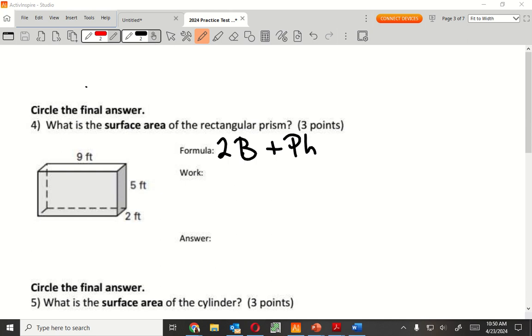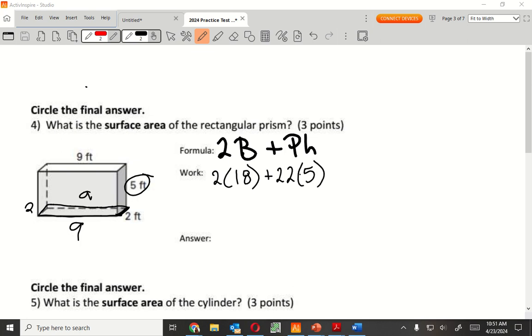Okay, so the area of the base is going to be the bottom down here. So this length going this way, I know that this is 2. This down here is going to be 9. So that area is going to be 18. So it's going to be 2 times 18, plus the perimeter. The perimeter is going to be what? 22. So it's going to be 2 here, 2 over here, right? And 9 in the back. So by adding all 4 of those together, I'm going to get 22, times my height, which is going to be 5 right there.